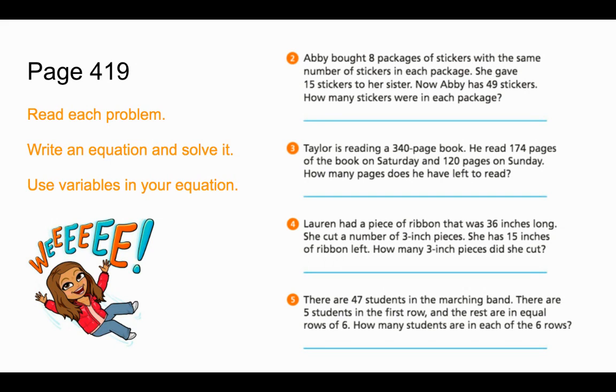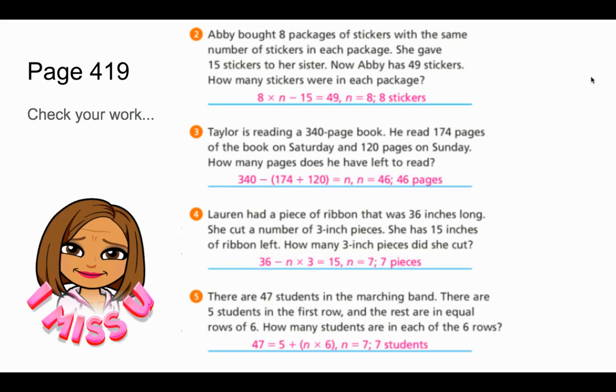All right, third graders, let's look at number 2. Abby bought 8 packages of stickers with the same number of stickers. She gave 15 to her sister. Now she has 49. All right, so we don't know how many are in each package, but we know that she gave 15 away and she has 49 left. So if we add 49 plus 15, we get how much? 64, right? So 8 times something equals 64. And our answer is 8. 8 times 8 equals 64.